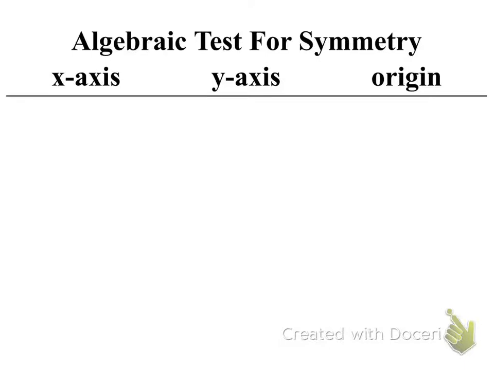So we know here for the x-axis, (x, y) and (x, negative y) are both on the same graph. If it's the y-axis, it's (x, y) and (negative x, y). And if it's to the origin, it's (x, y) and (negative x, negative y).